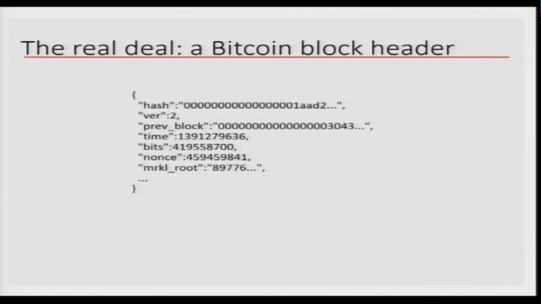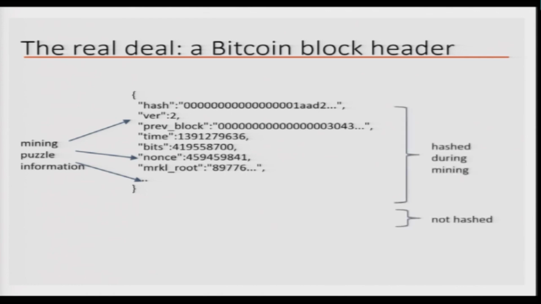This is what we talked about just now. These are all mining puzzle information: the version, the nonce, and maybe some other information, and this part is hashed during mining, and the entire Merkle tree is not hashed. So, this is the part of the block that is hashed for mining purposes.